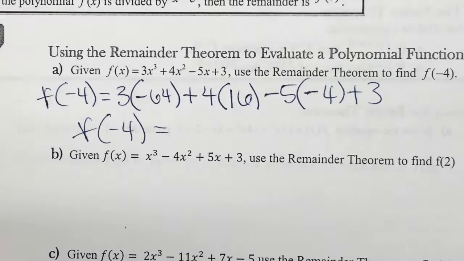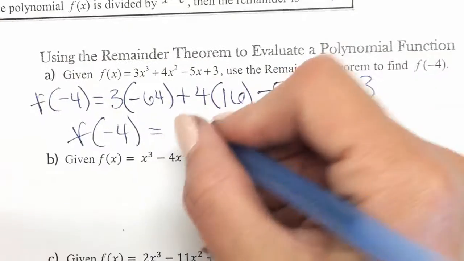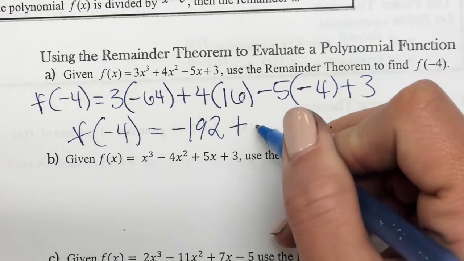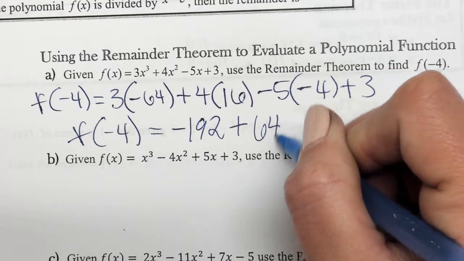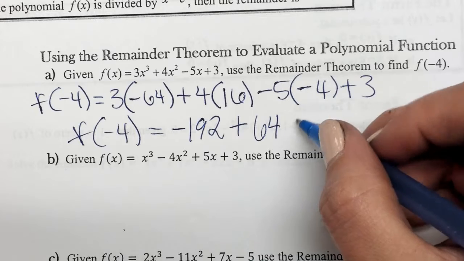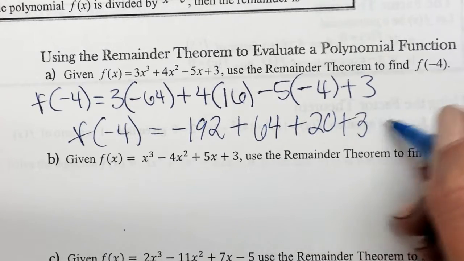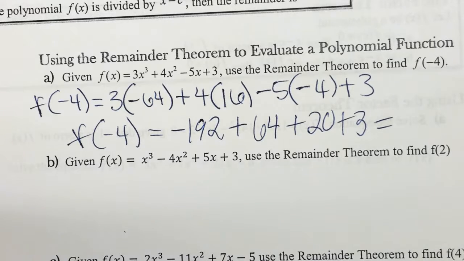Alright, Colby. What's -64 times 3? Antonio, what's 4 times 16? 64. And this would make what? -20? Good. Plus 3. So tell me what y'all got for the remainder. Say it louder. -105. That's correct.